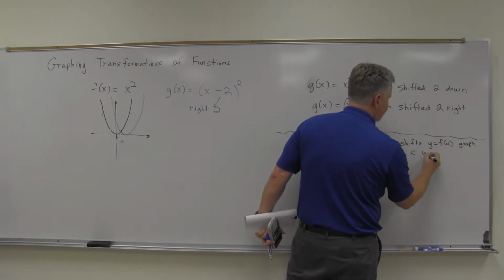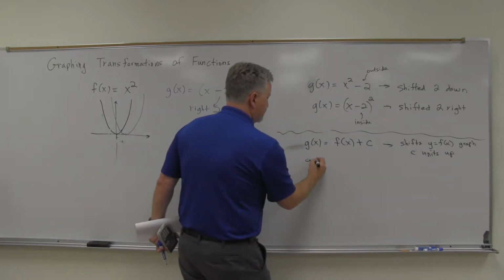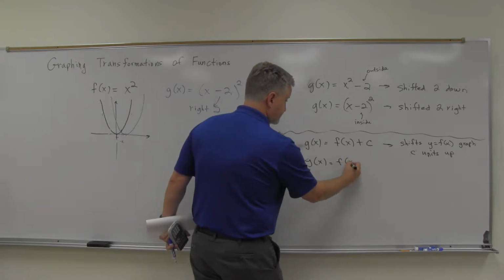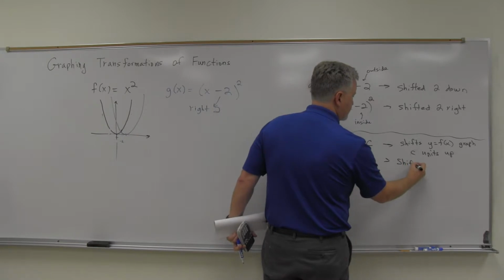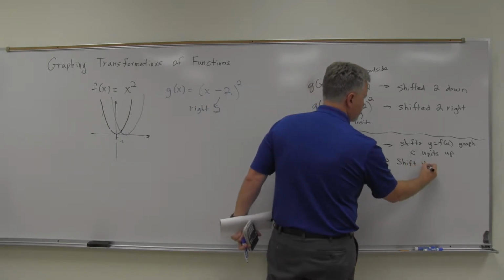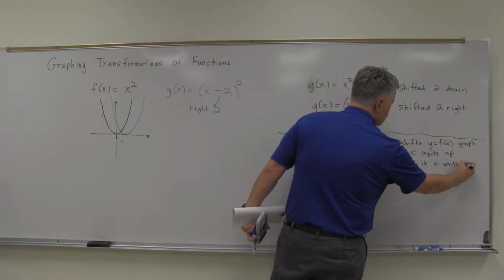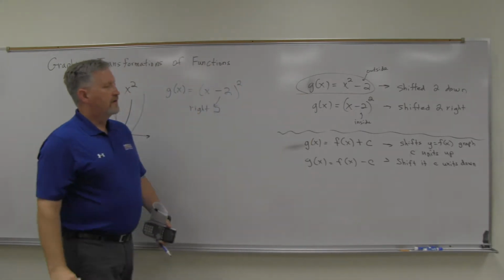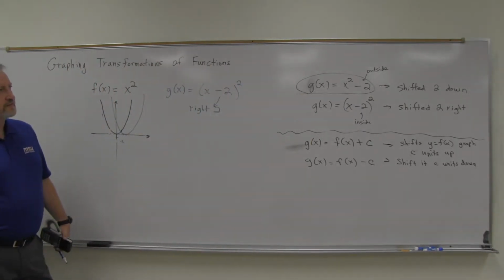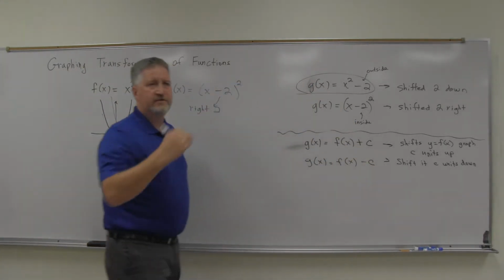C units up. Whereas g of x, if we've got that f of x and then subtract c, that's going to shift the graph c units down. Yeah, so that's similar to the g of x equals x squared minus 2. Whatever this c is, that's how many it's going to shift down.